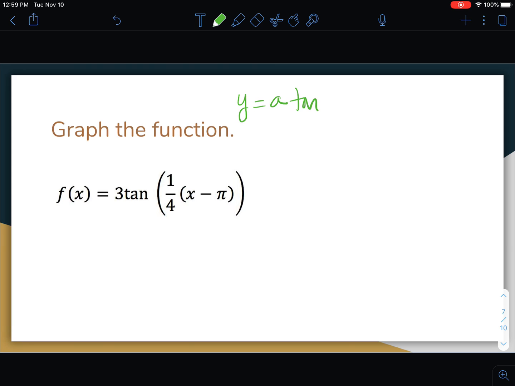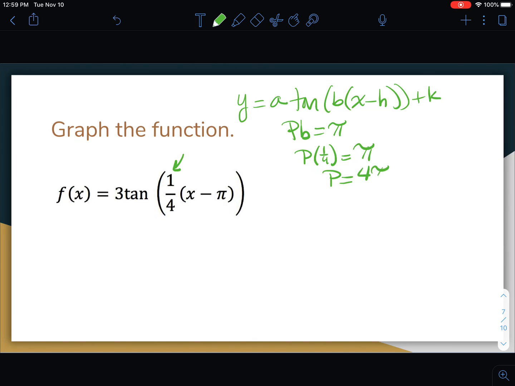As a reminder, we have the a value, then tangent of b times (x minus h), plus k. Also remember that P times B is equal to pi for the tangent function. Right here we have the B value as 1/4, so P times 1/4 is equal to pi, which means the period must be 4 pi. So it's pretty stretched out.